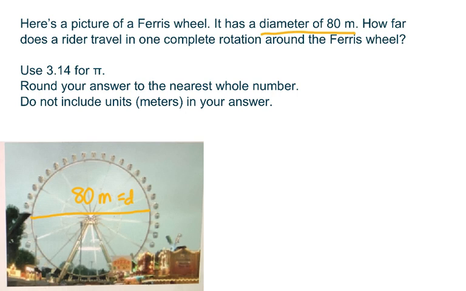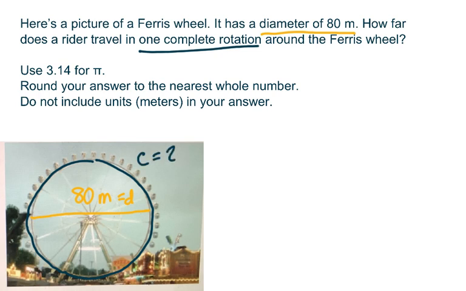Then it says, how far does a rider travel in one complete rotation around the Ferris wheel? Keep in mind, that basically means that if I started there at the top, and I went all the way back around, what did I just describe? What I see is we just described the circumference. And we're being asked, how long is the circumference?